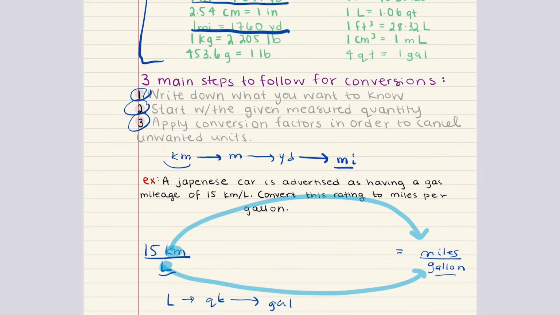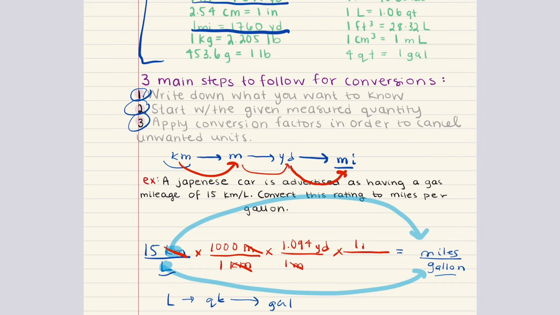So to write this out, we'll start with that kilometers. We said our first conversion is from kilometers to meters, and we know that 1 kilometer is equal to 1,000 meters. Notice that we can go ahead and cancel out kilometers now. Then our second conversion is to go from meters to yards. 1 meter is equal to 1.094 yards. And now we can cancel out meters. Our last conversion factor then is to go from yards to miles, and we know that 1 mile is equal to 1760 yards.